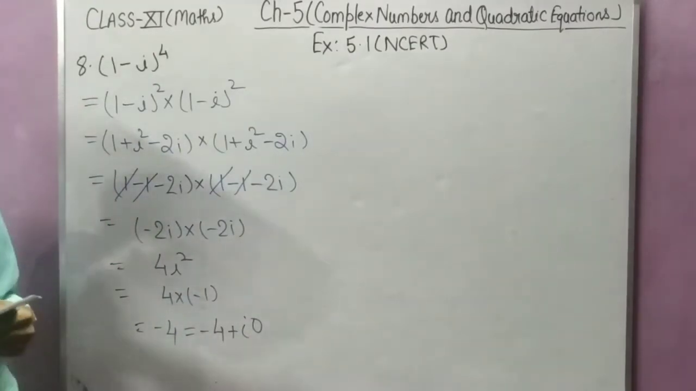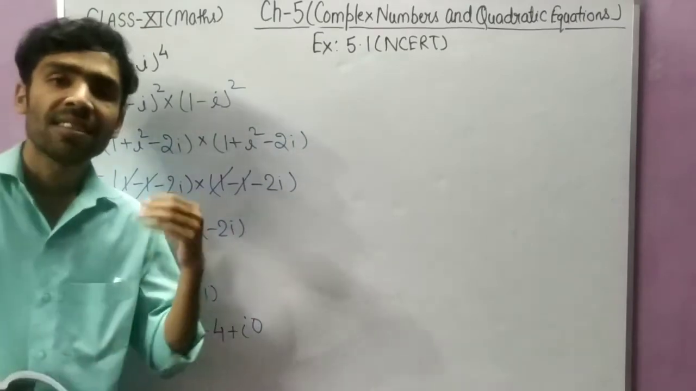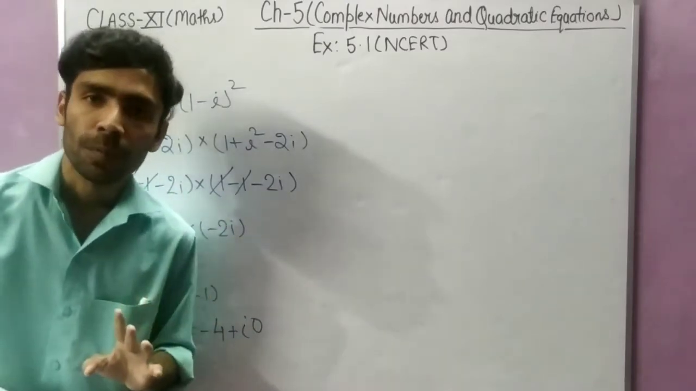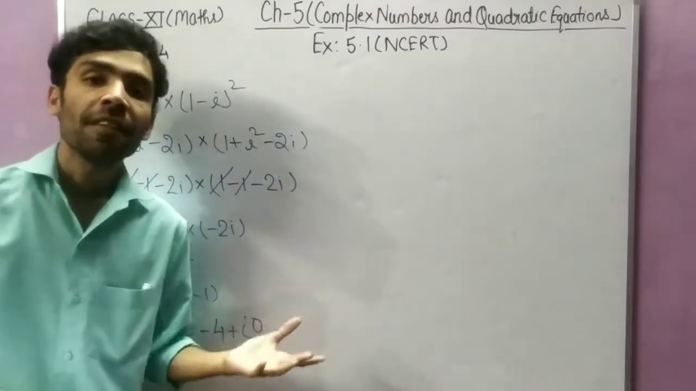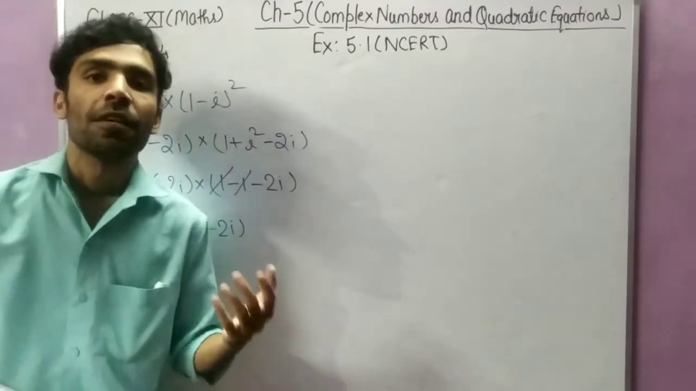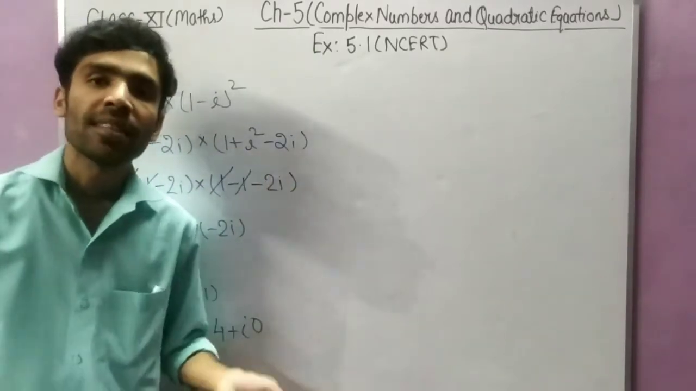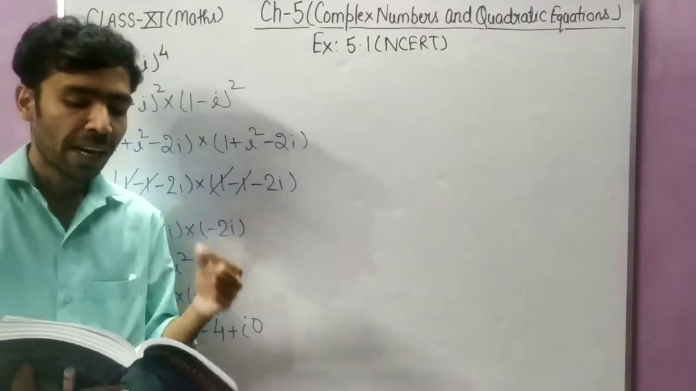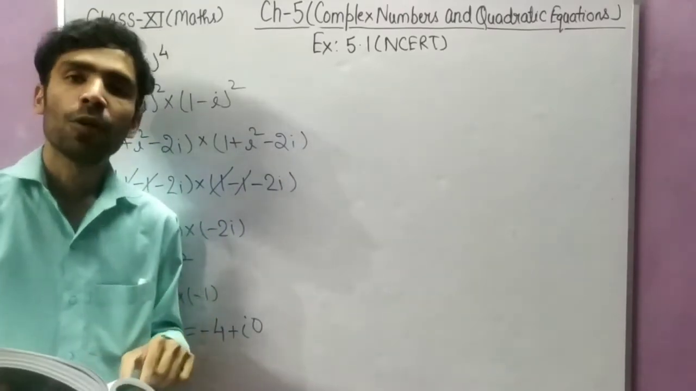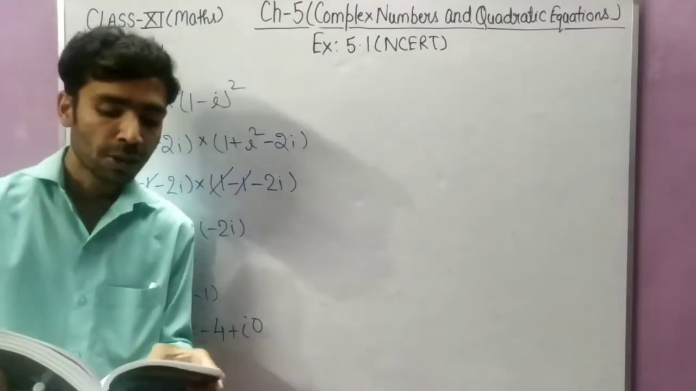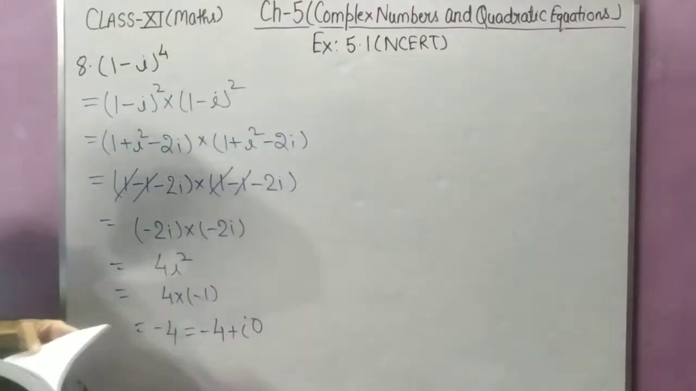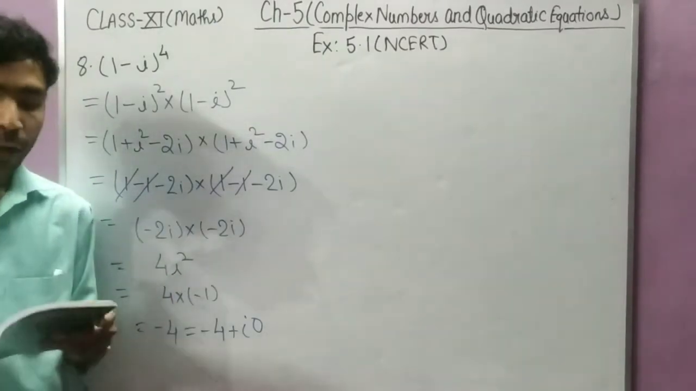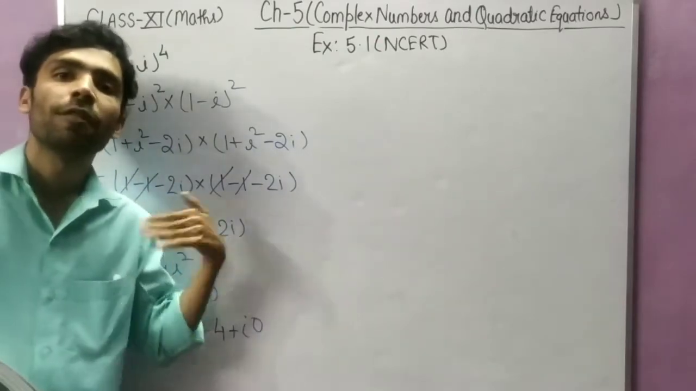Now, students, questions number 9 and 10 are simply based on the formulas of (a plus b) whole cube and (a minus b) whole cube. I told you in the previous part that whatever formulas or identities we use for real numbers, the same identities we can use for complex numbers. With the help of the identities (a plus b) whole cube and (a minus b) whole cube, you can solve questions number 9 and 10. I hope you have understood question number 8, and that you can solve all questions from 1 to 10.